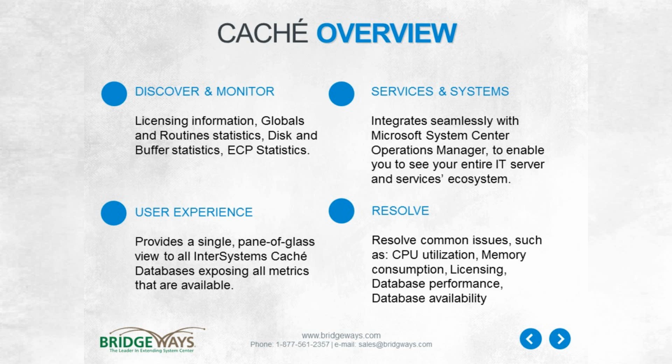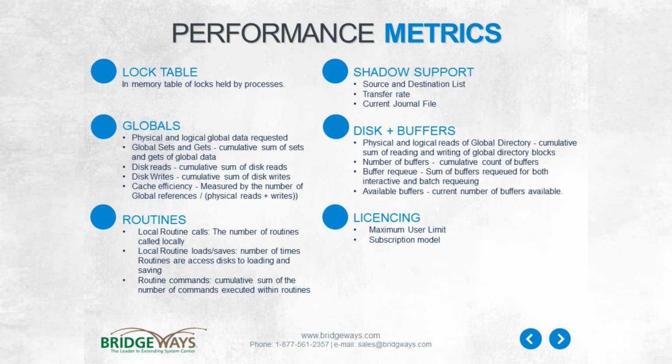Some of the performance metrics specific to InterSystems Cache include lock table, memory table locks by process, and your globals, all the metrics around your globals, such as disk reads, disk writes, cache efficiency, and global references. For your routines, we look at local routine calls, the number of routines called locally, the number of local routines that are loaded and saved, and routine commands, a cumulative sum of all the number of commands.